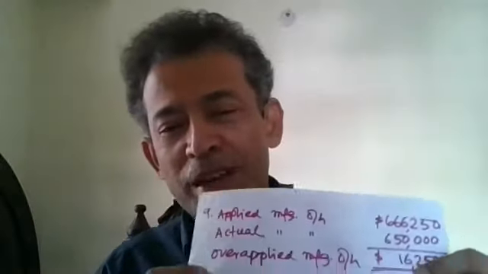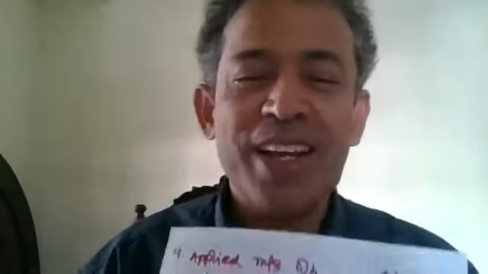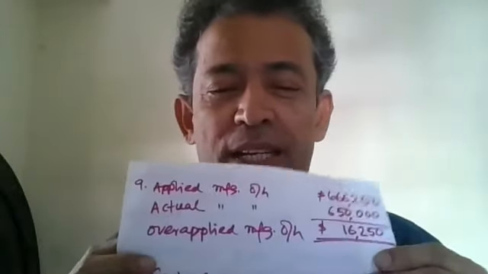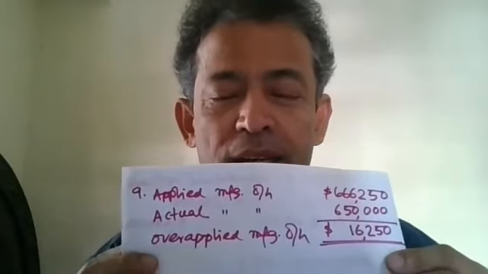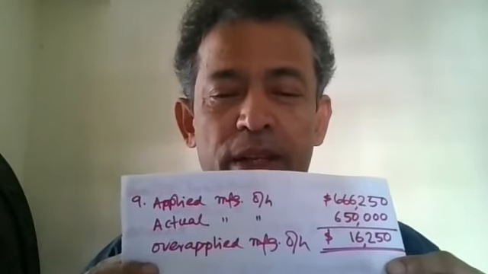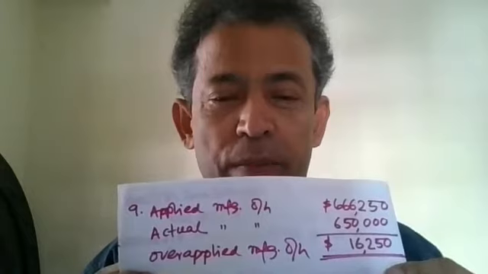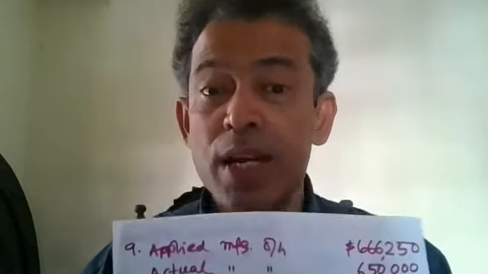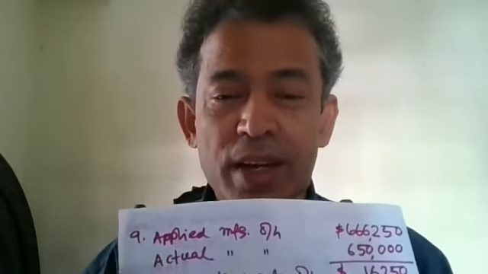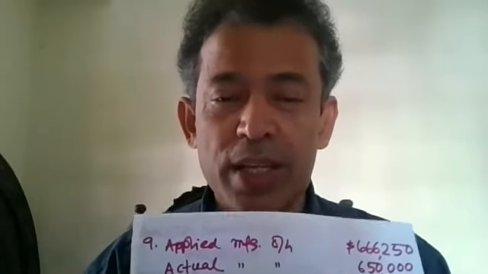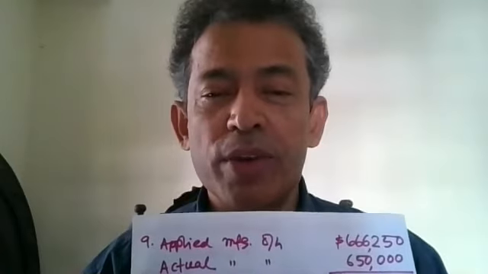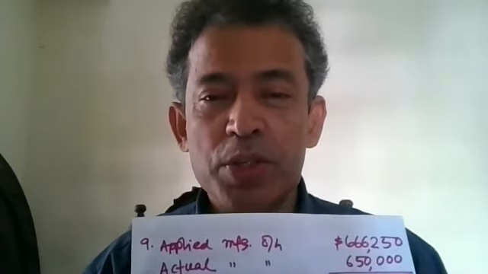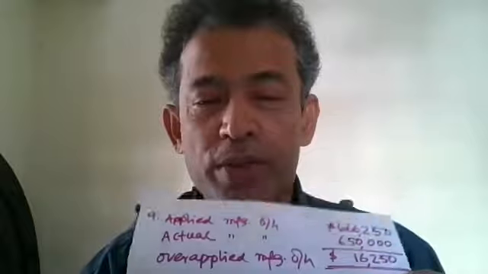All right. Number 9. Well, before I could sense it, it's already here. Applied overhead was 666 minus actual overhead of 650 gives you over-applied overhead. In this case, there is over-applied overhead. What is the journal entry for over-applied overhead? Over-application is a good thing. I said it reduces our cost of goods sold. So for over-applied overhead, the entry is credit cost of goods sold, and debit manufacturing overhead.